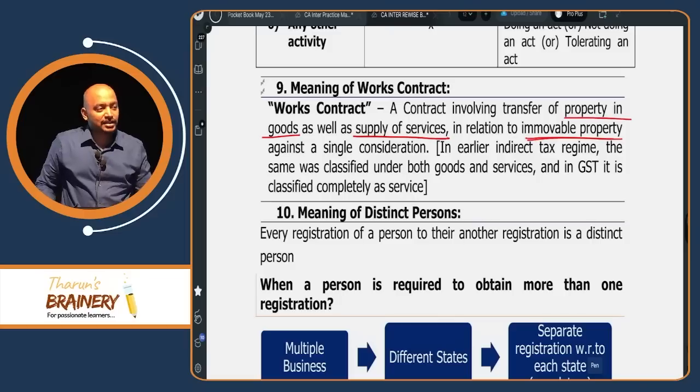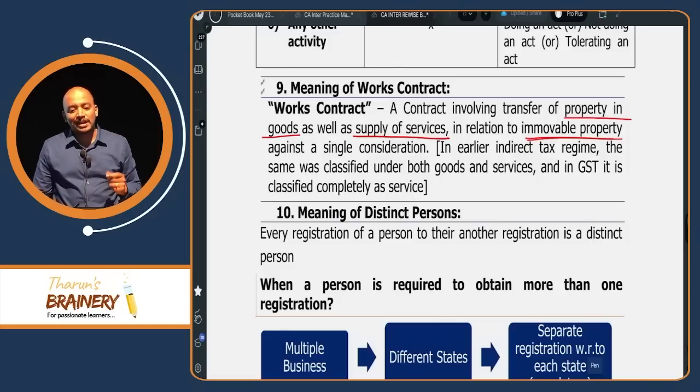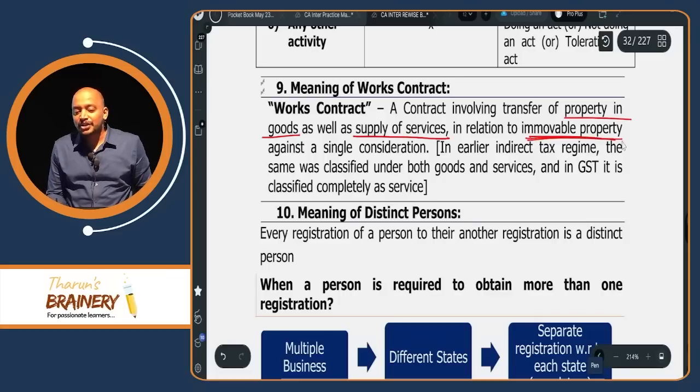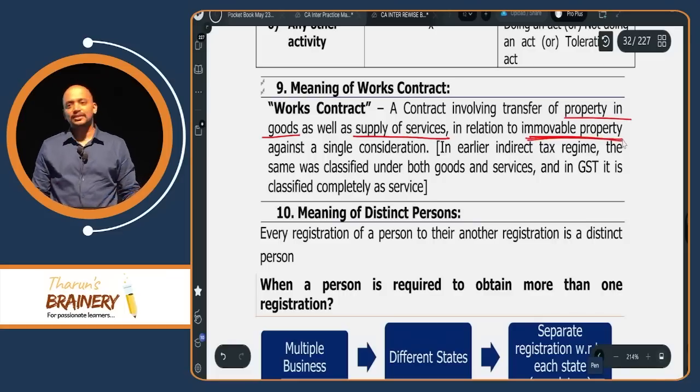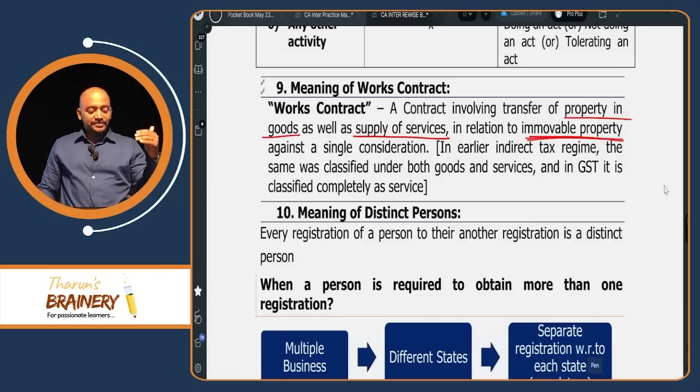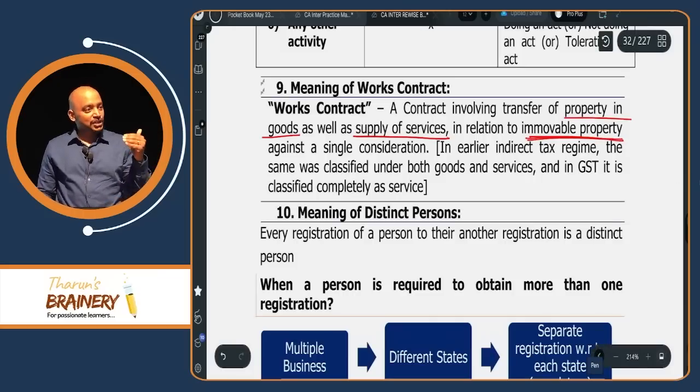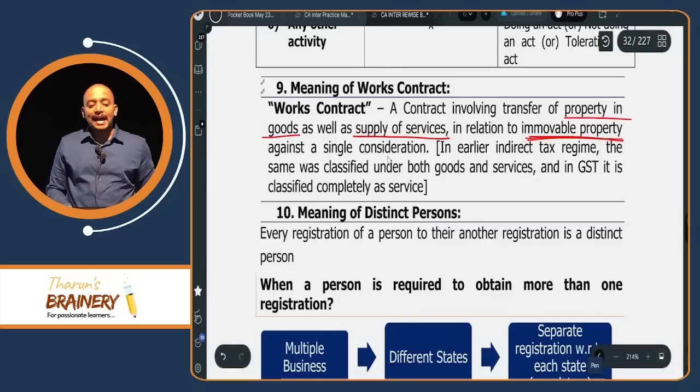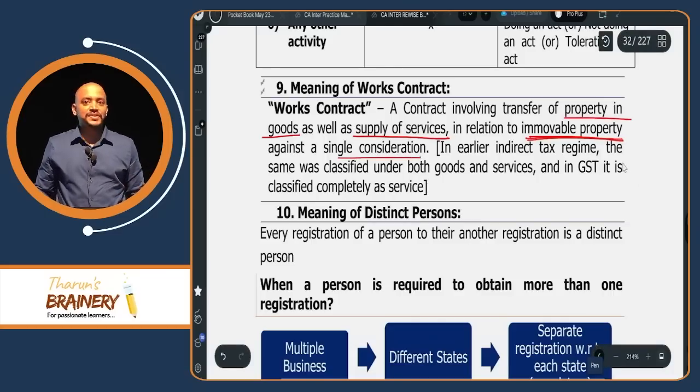Is it works contract? There is both goods element and service element. No. Why it is not works contract? Because it is not in relation to immovable property. Got it? So therefore the works contract should always be in relation to immovable property against a single consideration. Then it will be treated as supply of service.